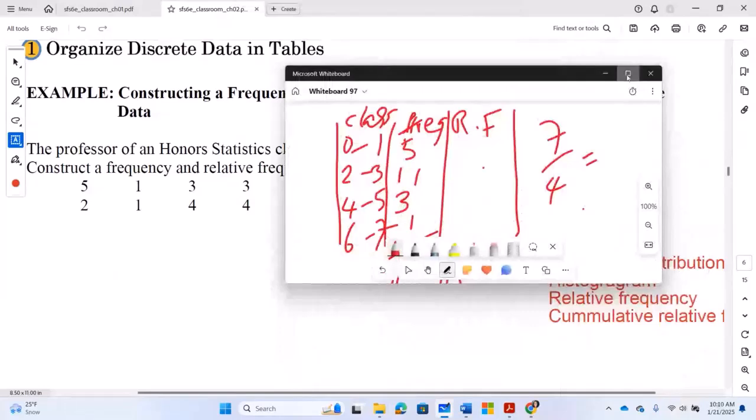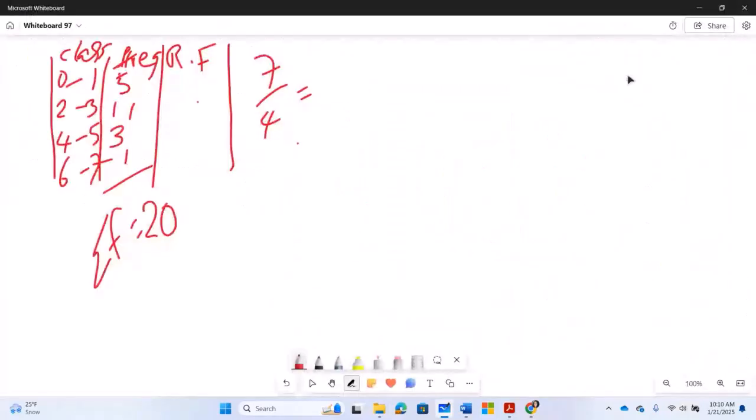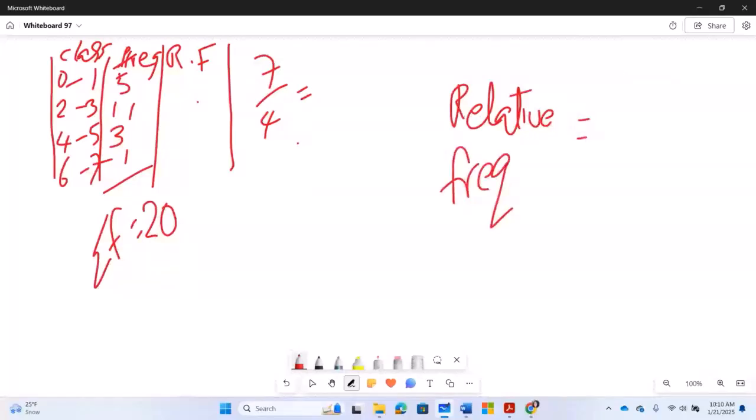Now, because I know the total frequency, I can find the relative frequency. The relative frequency is always the frequency of the class over the total frequency. So for the first class, the relative frequency is 5 out of 20.